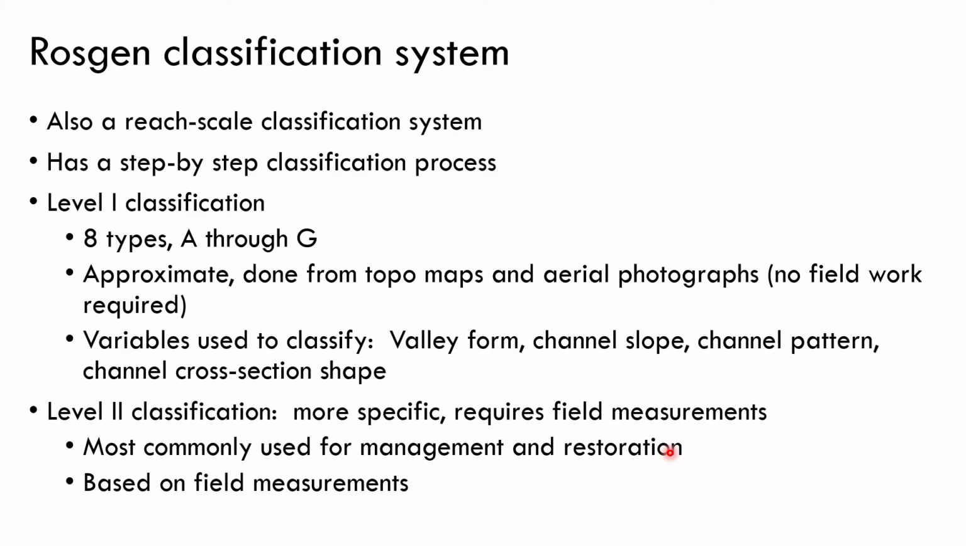We'll talk about that in a minute: A through G isn't necessarily like the Montgomery-Buffington, which goes from steep to shallow. They're kind of random.